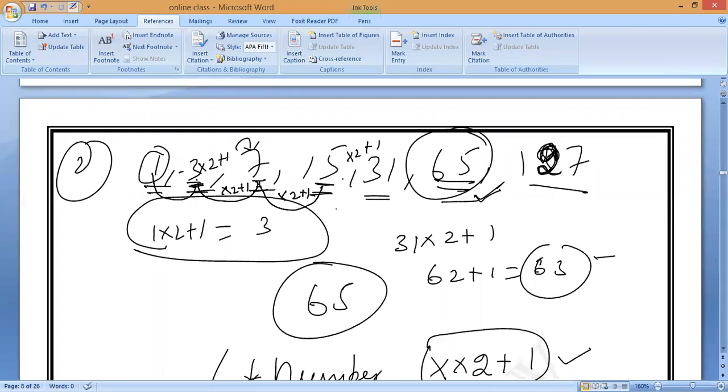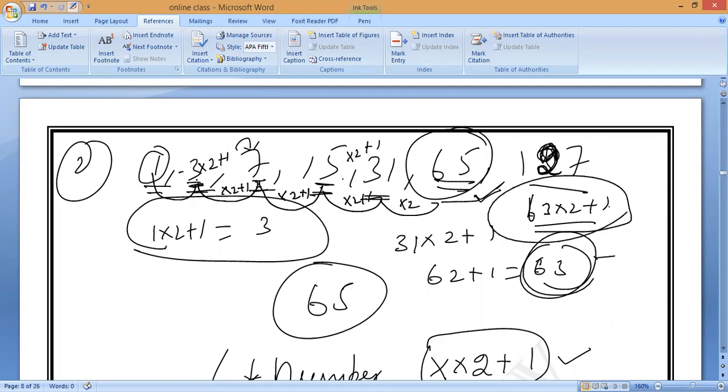If we do 31 into 2 plus 1, we should get 65, but we don't get it. 15 into 2 plus 1 is 31. But 31 into 2 is 62, plus 1 is 63 only. It is not following. But you check it: 63 into 2 plus 1, 126 plus 1, which will give you 127. Correct or not?